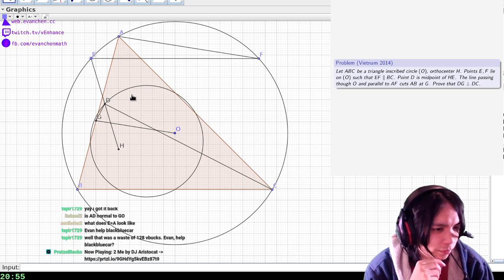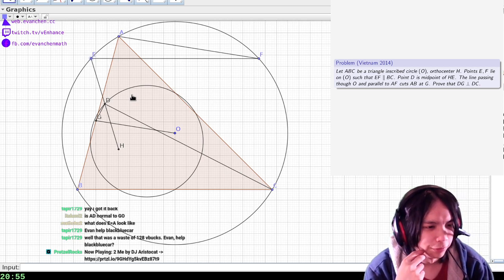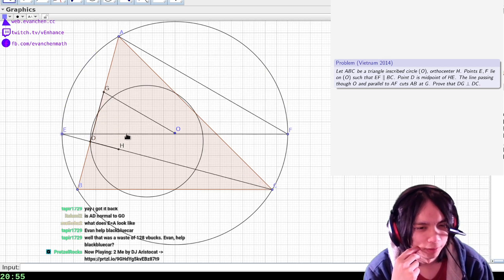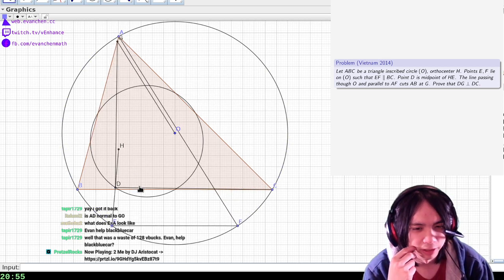Hint on 2013 N4. V5, mostly. But there's some other stuff you have to do, but it's mostly V5.